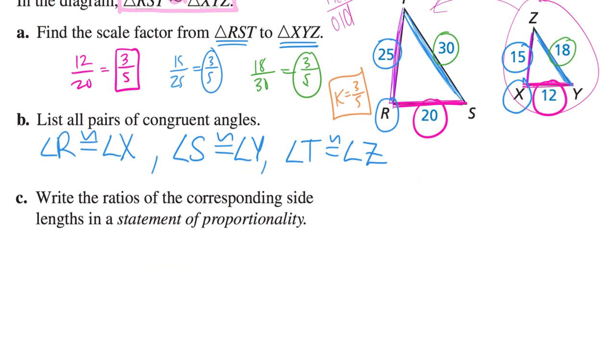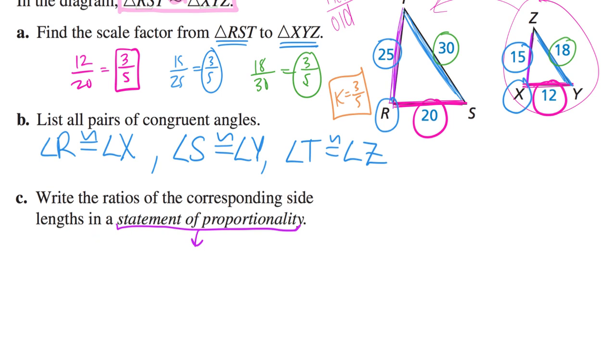And then finally it says write the ratios of the corresponding side lengths in a statement of proportionality. So here's what a statement of proportionality is. It's basically when you list the scale factors and you just say that they're all equal to each other. But we're going to use the letters of the sides instead of the actual numbers.